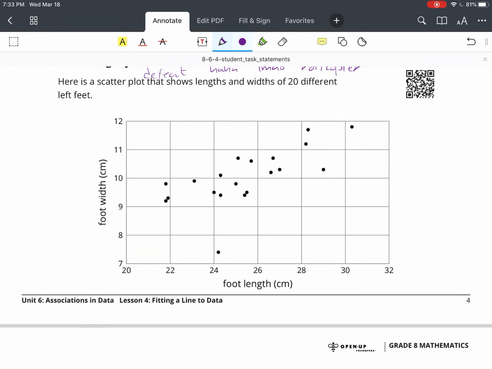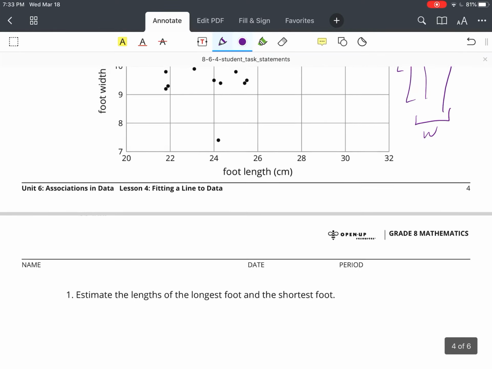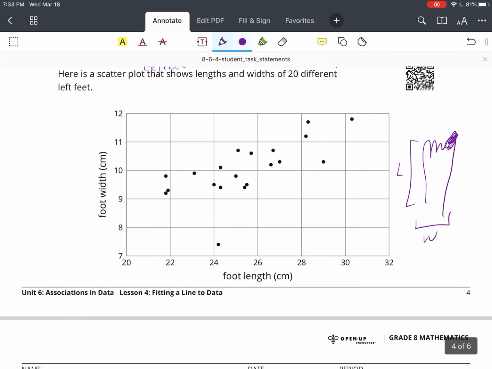Here is a scatter plot that shows lengths and widths of 20 different left feet. Wait, so you have a foot. That's a foot. That's your big toe. And it's finding the length and the width. Estimate the lengths of the longest foot and the shortest foot. Well, the longest foot is going to be this one. And the shortest is going to be this one right here.